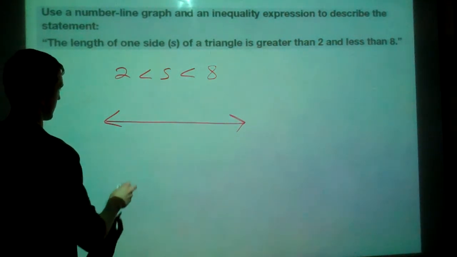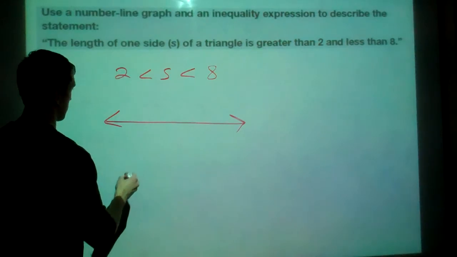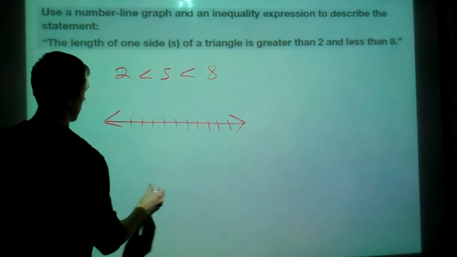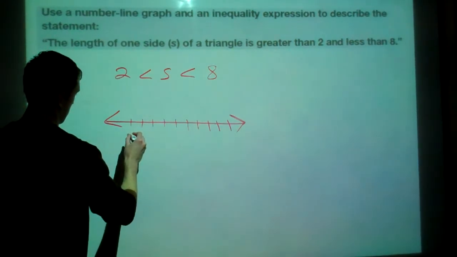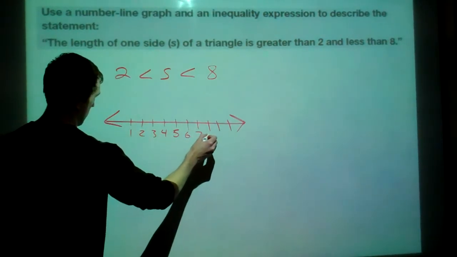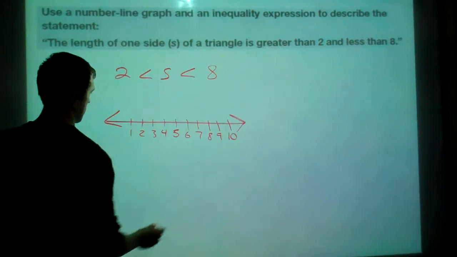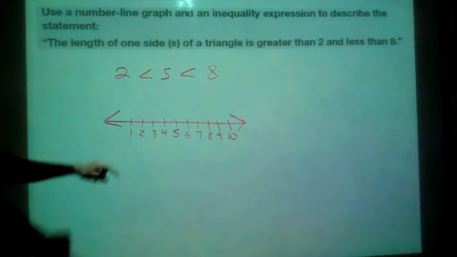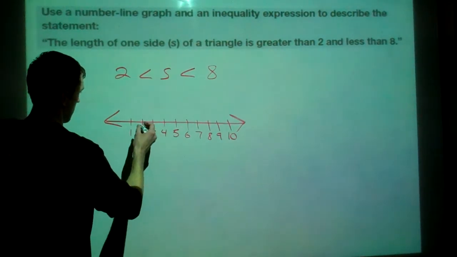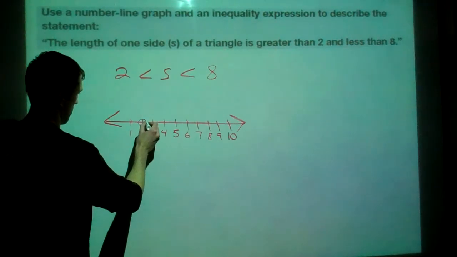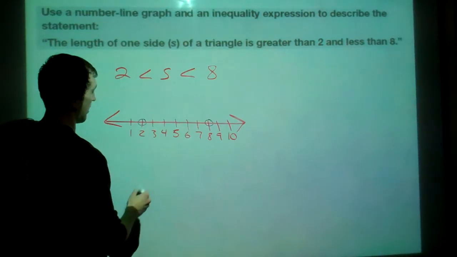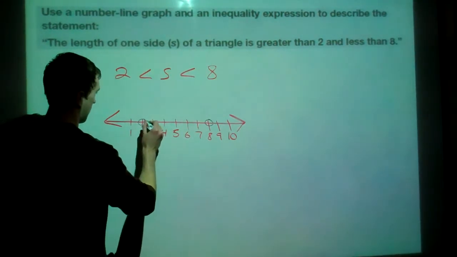We know that we're going to need to see 2 and 8, so let's get a range here: 1, 2, 3, 4, 5, 6, 7, 8, 9. That should be fine. And we are not including 2, so that's going to be an open circle on 2, not a closed. And we're not including 8, so open circle on 8. But anything in between there is fair game.